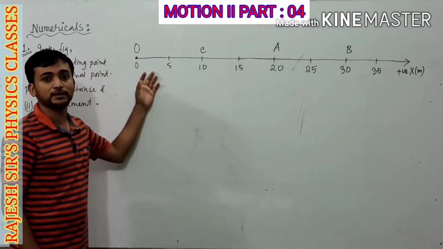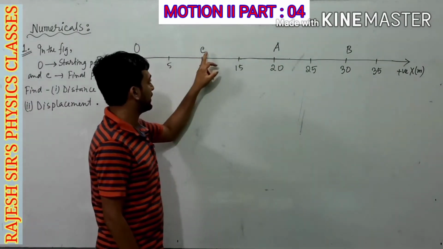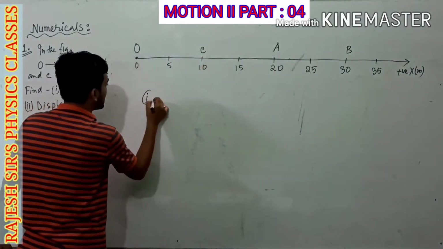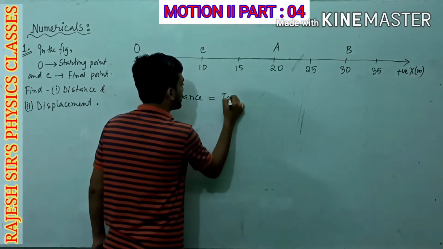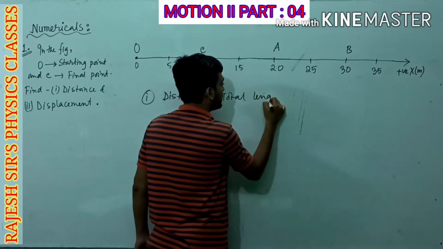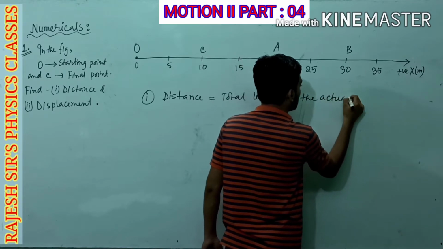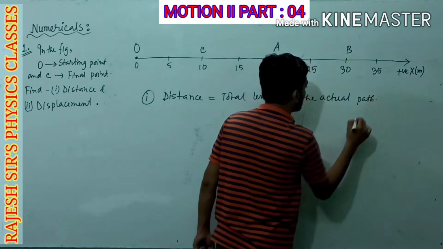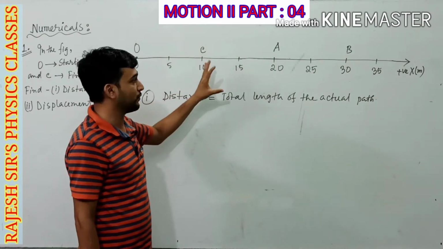We have been asked to find distance and displacement, and here O is the initial point and C is the final point. So here distance will be what? Distance equals the total length of the actual path. Now in this numerical, you have to think very carefully.